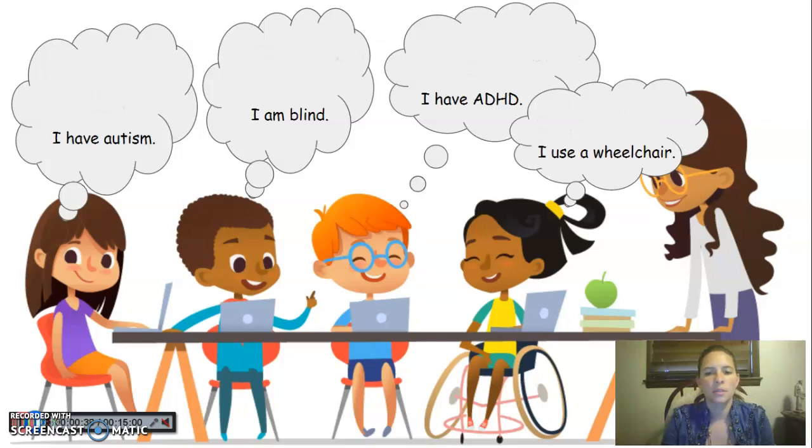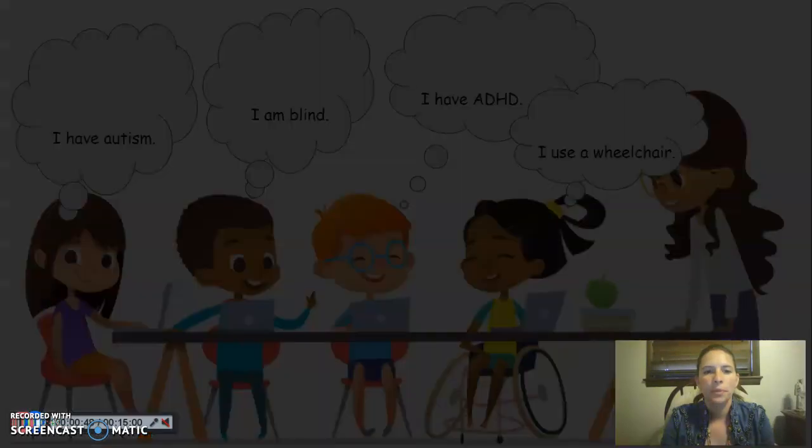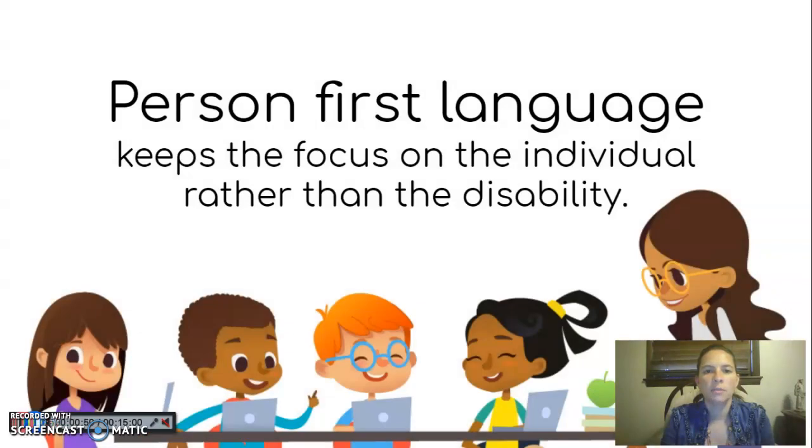Do you focus on the disability so much so that the individual fades away? Or do you continue to have high expectations? How does the language you use reflect your thinking? People First language keeps the focus on the individual rather than the disability. It is putting the individual before their diagnosis.